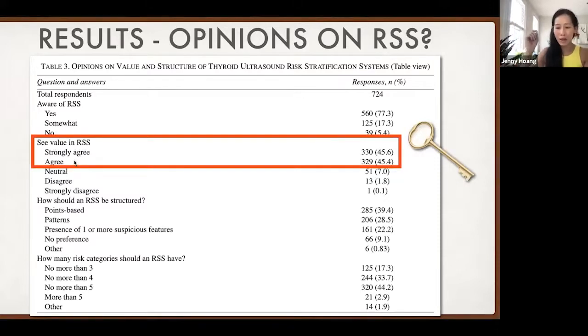So looking at that second slide I showed you, or third slide of that radiology report, if that radiologist had used a risk stratification system and a template, then that patient would have gotten a much better assessment of the thyroid nodule with all of the features reported, not just the echogenicity. Okay, so people agreed that it was of value. And interestingly, people thought that the points-based system was actually most favored. So that's the ACR TI-RADS method of assessing the nodules for risk.